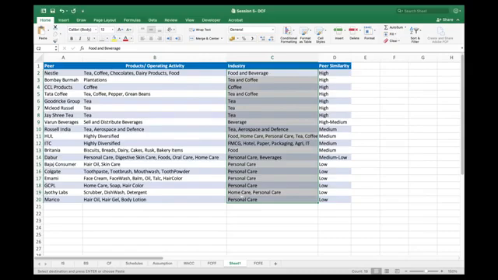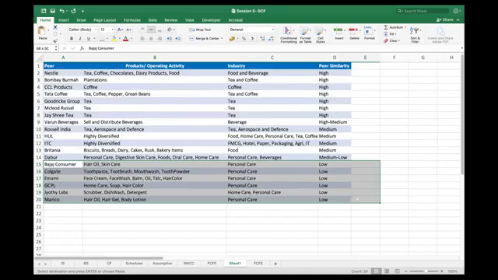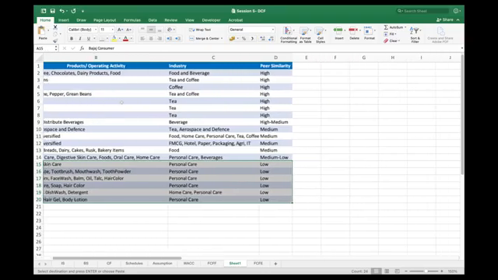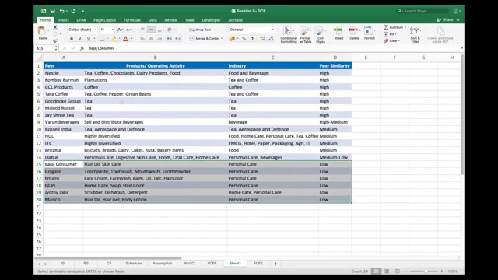I mean, beauty, wellness, household, food and beverages, right? And this is the similarity. You see, for a few companies the similarity is very high, for a few companies it is quite low, right? Now this is very subjective, you yourself can decide it.